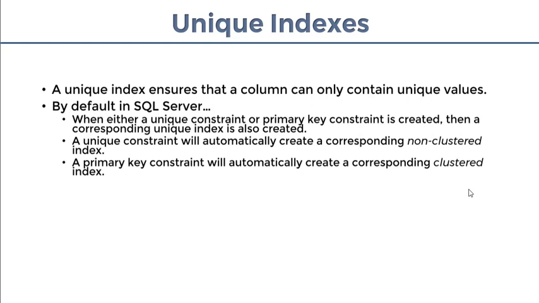See, a primary key constraint creates a clustered index automatically. Your unique constraint creates a non-clustered index automatically. This is the difference, right?